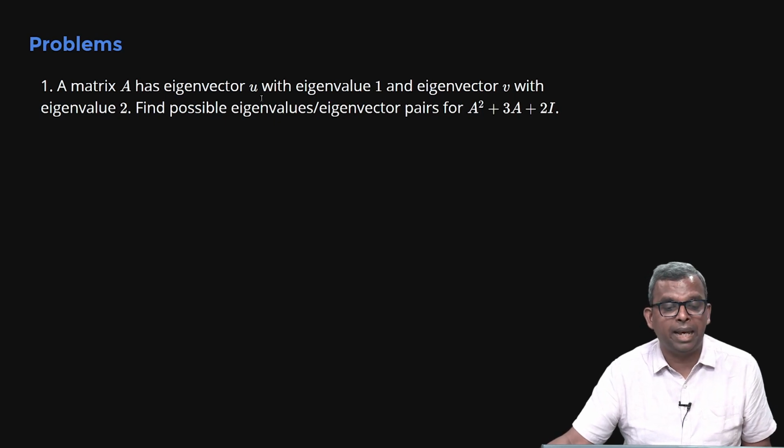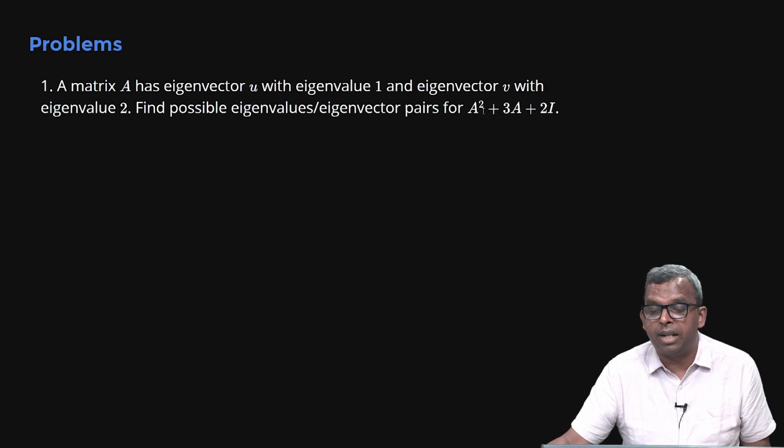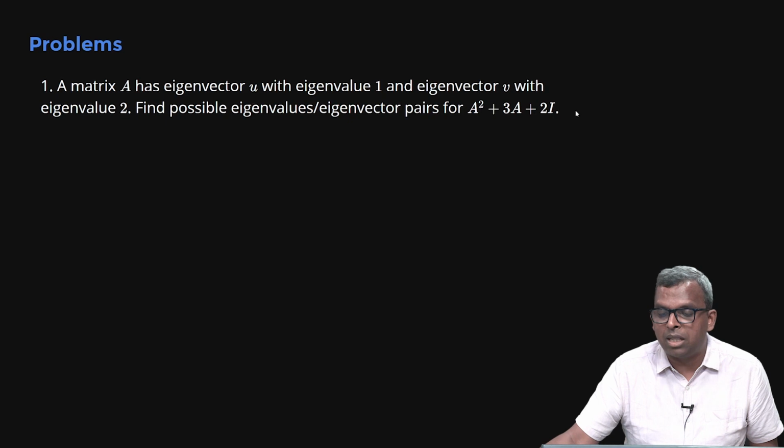Okay, so here is a matrix A. It's got an eigenvector u with eigenvalue 1 and an eigenvector v with eigenvalue 2. So you have to find possible eigenvalue, eigenvector pairs for this matrix A squared plus 3A plus 2I. Remember I told you, if you have an algebraic combination like this, and if you know the eigenvectors for A, you can just see what happens when you multiply this with u, right? So when you multiply this with u, you're going to get lambda squared u, eigenvalue squared u plus 3 times eigenvalue u plus 2 times u itself. So u comes out.